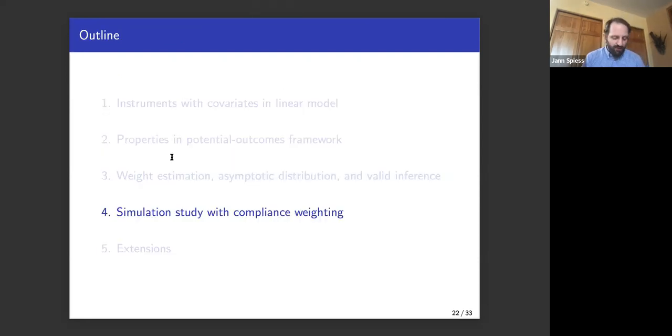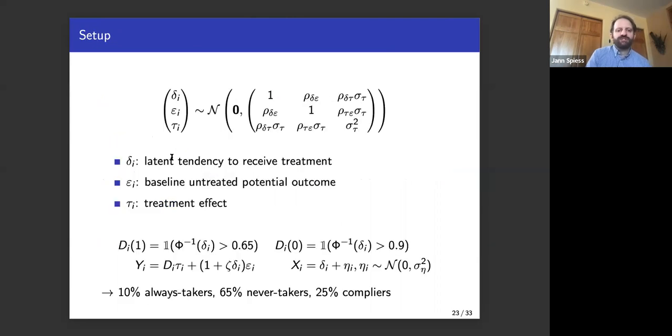Okay, since I only have a few minutes left, I will finish the talk and then we can take some questions after if we have time. So I now simply want to show some simulation results. You can read up on the details of our simulation study in the paper.